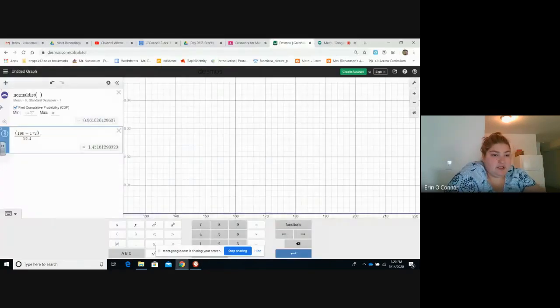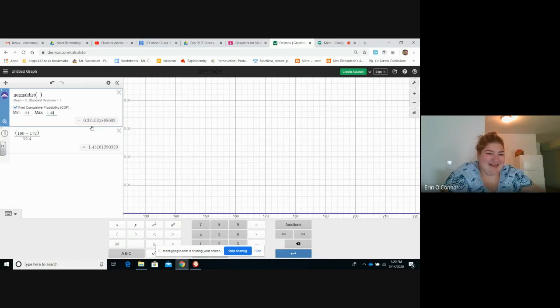So we're going to change this one to 0.24 and this one to 1.45, sorry. 1.45. And I get 33.2%. Remember, these are rounding to the nearest thousandth first and then moving the decimal twice. Or you can say move the decimal twice and then round to the nearest tenth.